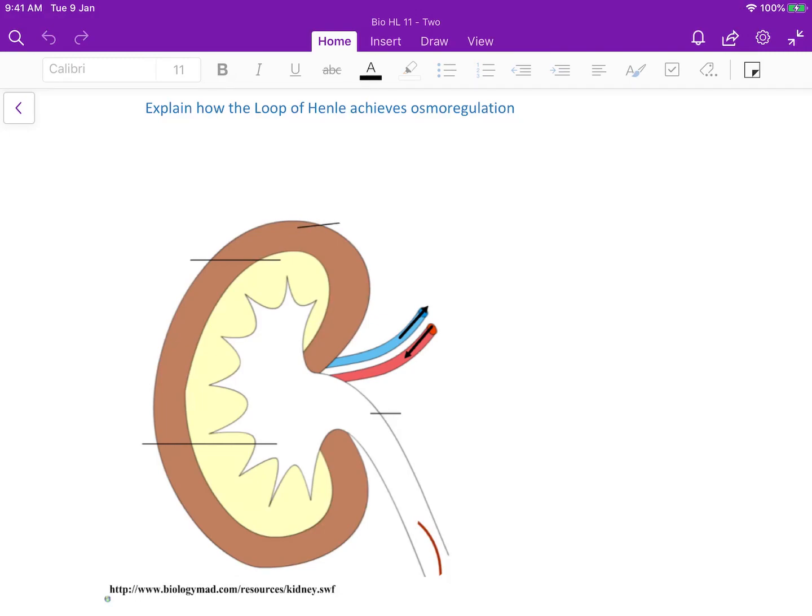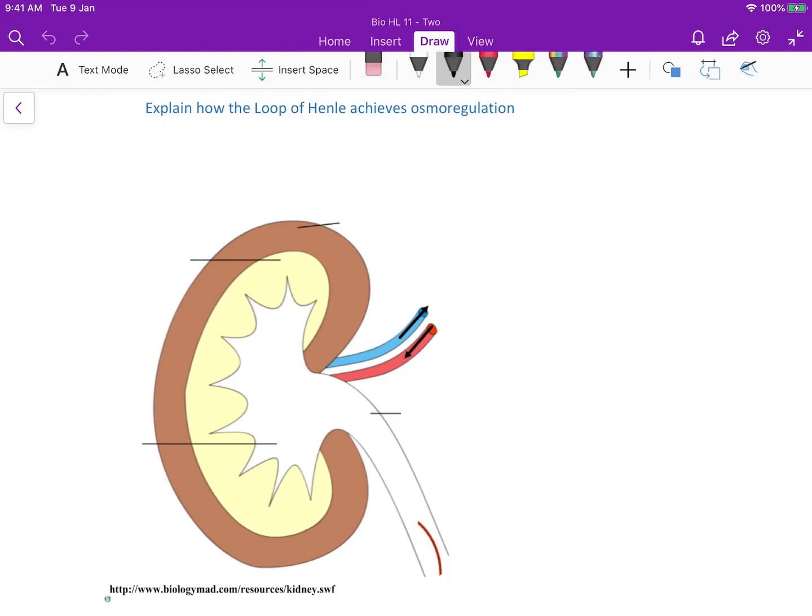Here's a tutorial on how the loop of Henle achieves osmoregulation. So just a quick recap of where we are. We started with ultrafiltration, which was taking place in the cortex of the kidney.